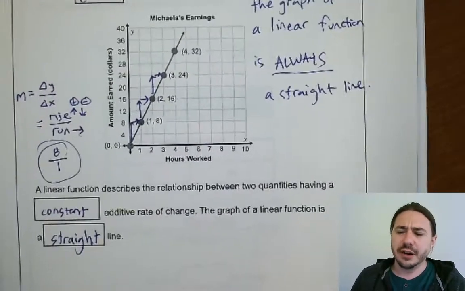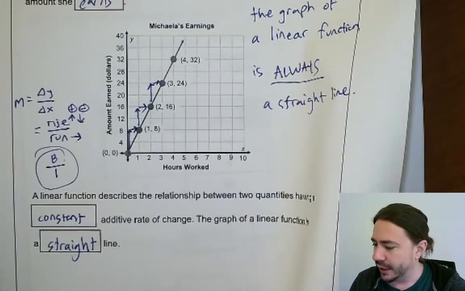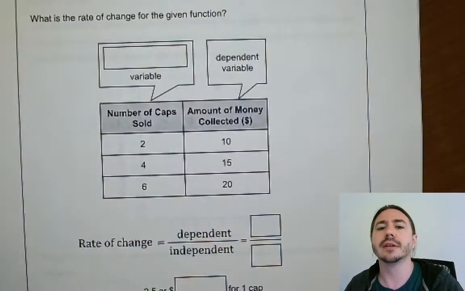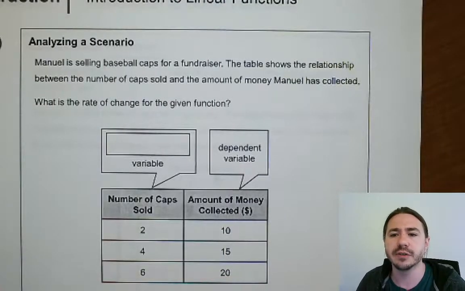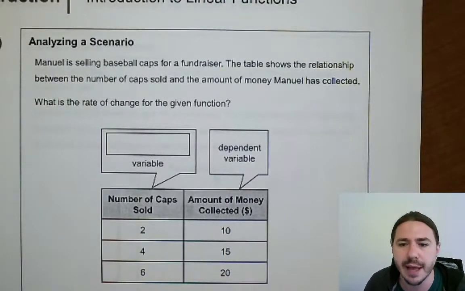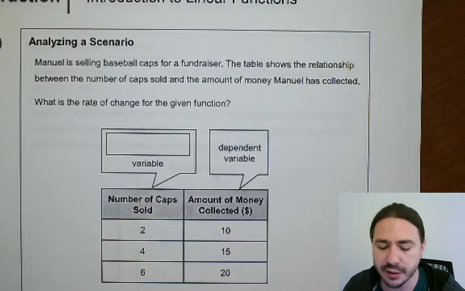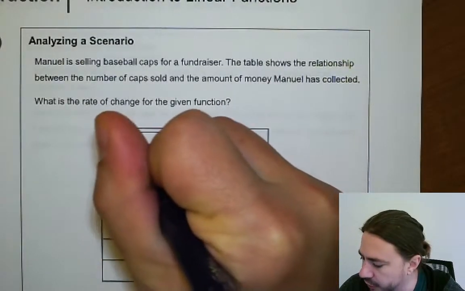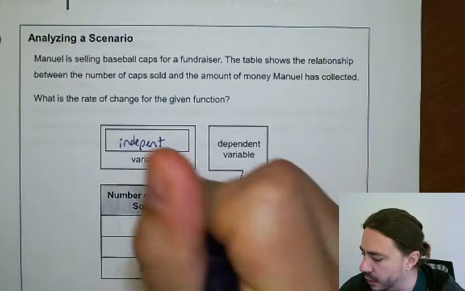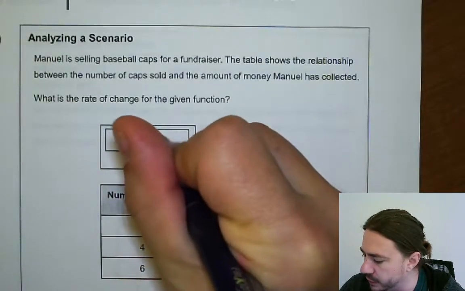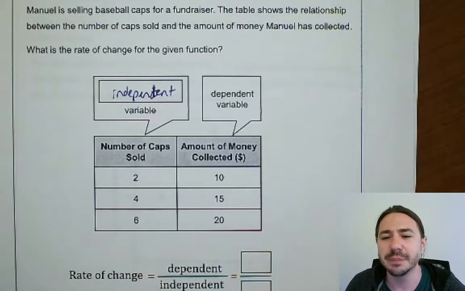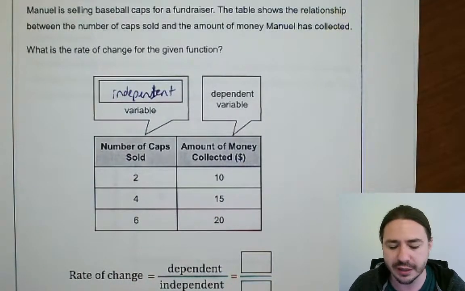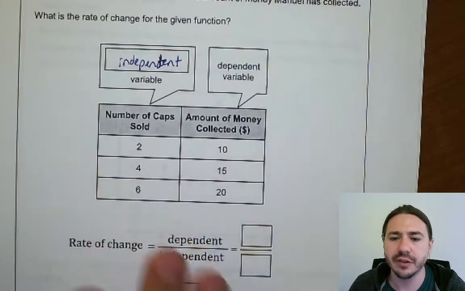Let's look at a different scenario. Enough of Michaela and her $8 an hour job here. Let's get another one going. Manuel is selling baseball caps at a fundraiser. The table shows the relationship between the number of caps sold and the amount of money he has collected. So our independent variable here is the number of caps sold, and the dependent variable is the amount of money he collected. And that's all given in this table here.